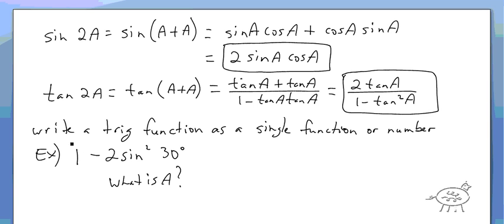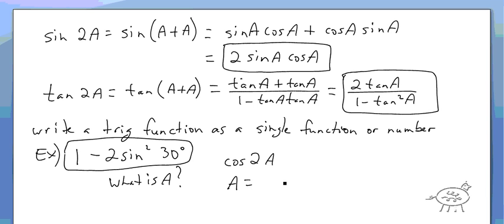Well, you should recognize this formula right here. It is basically the double angle for cosine, because cosine of 2A is 1 minus 2 sine squared of A. It's one of those three formulas. So once you recognize that, you're going to say to yourself, A is equal to 30 degrees, because that was the form that we had: 1 minus 2 sine squared of A.